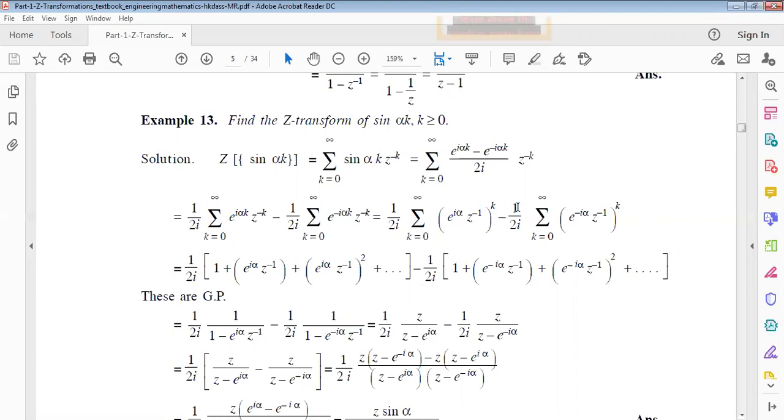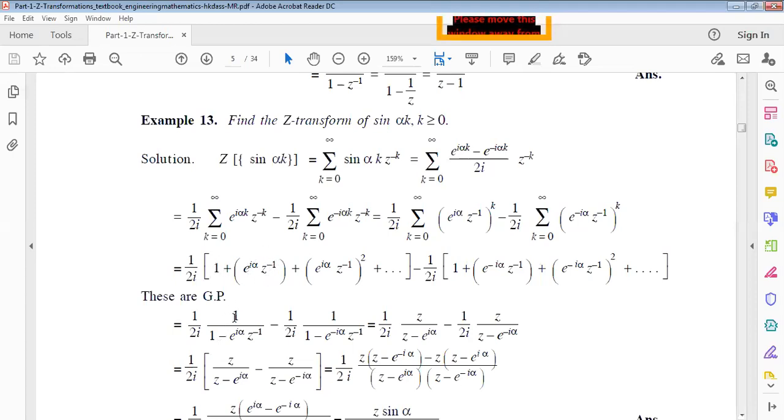Another part, minus 1 by 2I, similarly putting k equals 0 to infinity. If k equals 0, it is only 1, something to the power 0 is only 1, plus this will be the first term, plus this for k equals 2, then dot dot up to infinity. There are two series, and these two series are infinite series of geometric progression. So we can use the formula, a divided by 1 minus r, the same formula. R means what? Common ratio. Second term divided by first term.